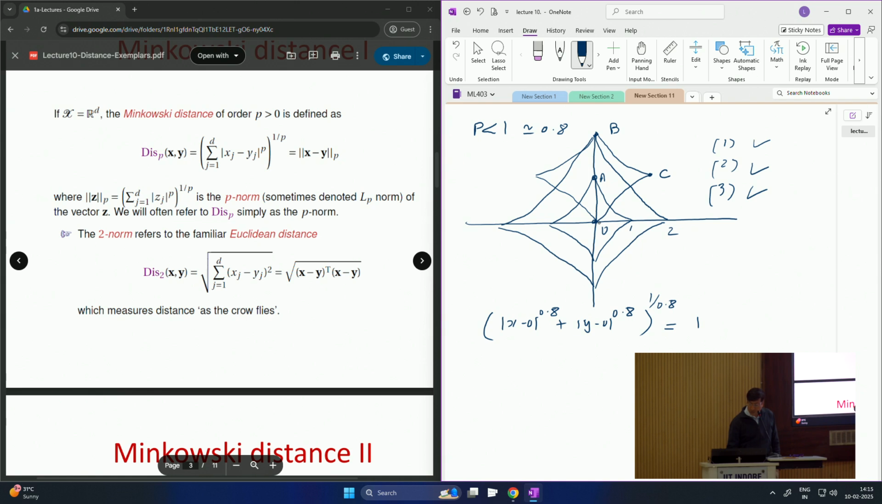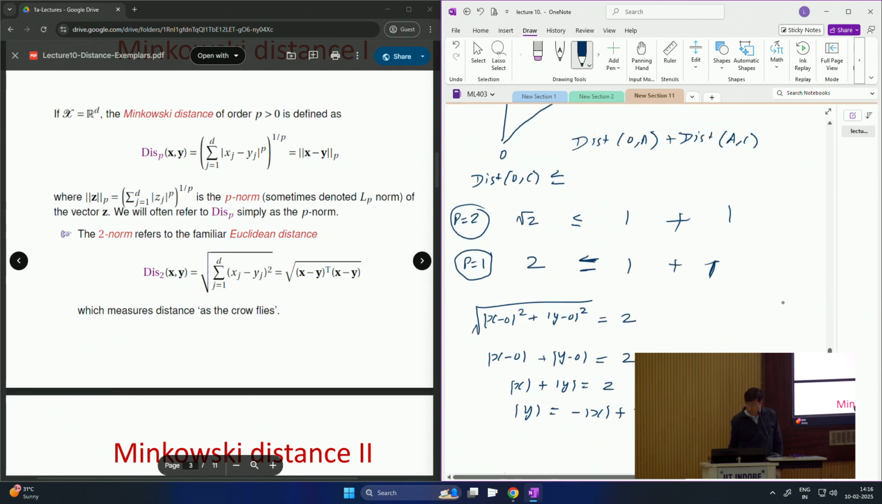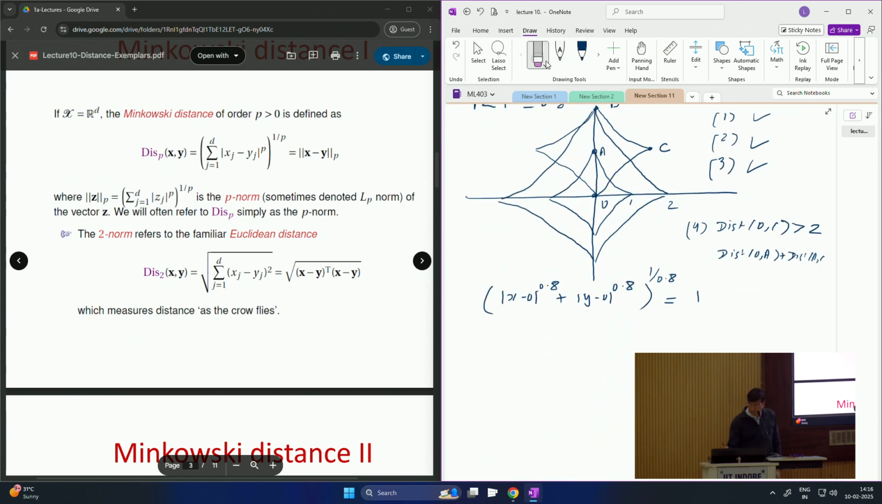The distance of 0 with itself is 0, 0 to A is positive 1, A to C. The fourth one, if I have to say what is the distance of 0 to C, what is it? Greater than 2, because it's going outside this. Correct? And now if I do distance of 0 to A plus distance of A to C, this will be how much? This is 1, because this figure is also distance 1 from A, plus 1, this is equal to 2.